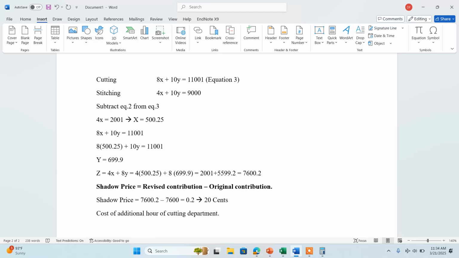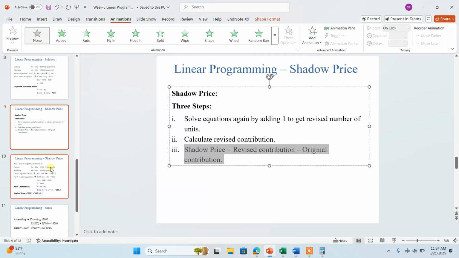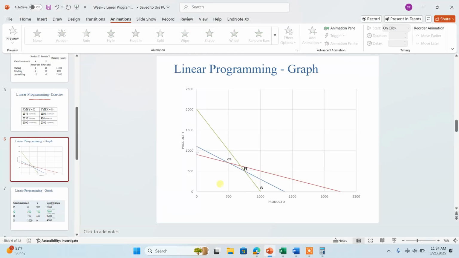In this question, I don't have the value for the cost of the additional number of hours, but we can compare it. Now, if the cost is less than this shadow price, then we can add it. But if the cost is more than this additional benefit or the shadow price, then we should not go for the additional resources and we should stay on this combination, which is U. Hopefully you get this idea.